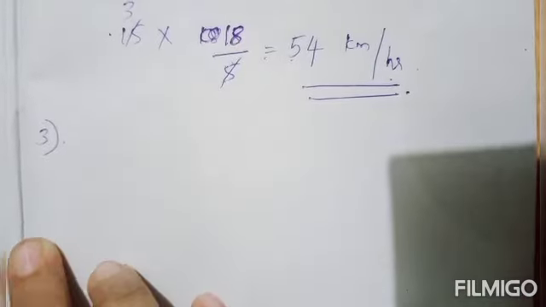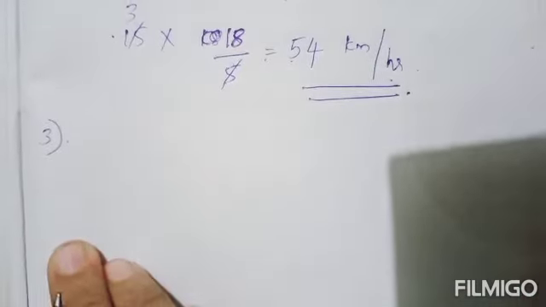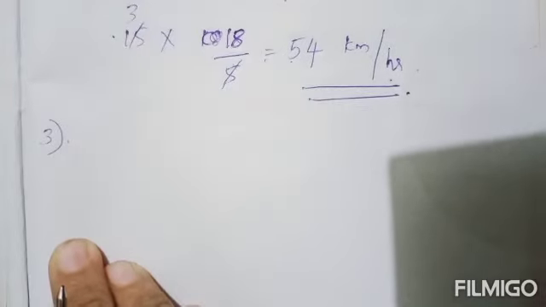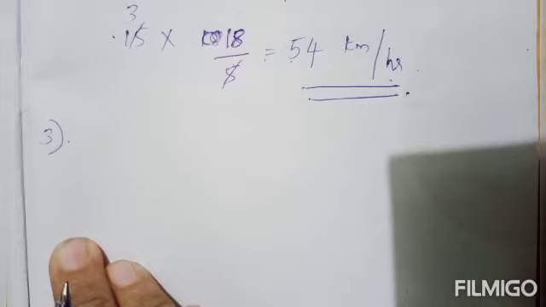Now the third question: a train 120 meters long passes a railway platform 160 meters long in 14 seconds. How long will it take to pass another platform which is 100 meters long? So here a train is passing a railway platform. The length of the train is 120 meters and the length of the platform is 160 meters. And the time taken to pass this platform is given.